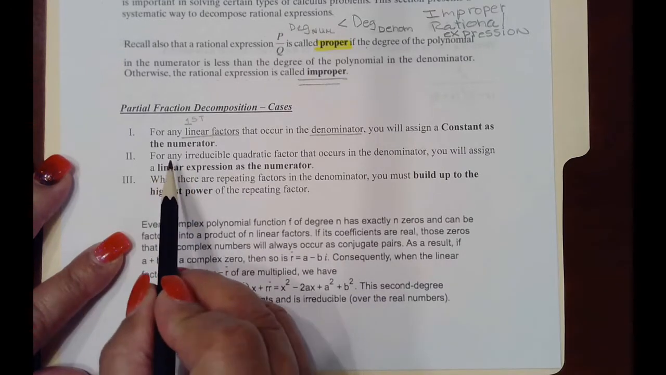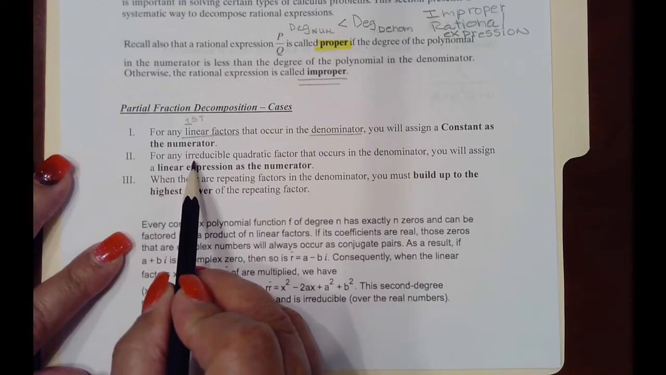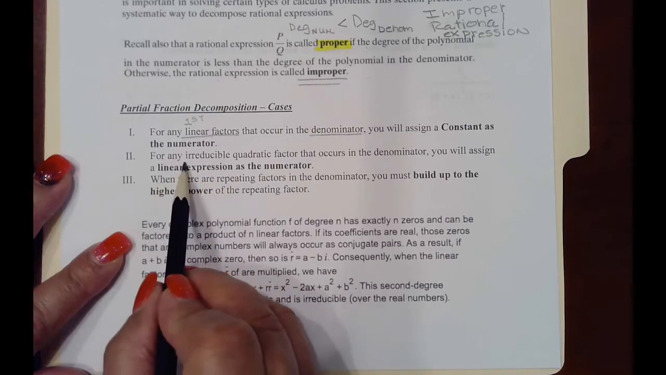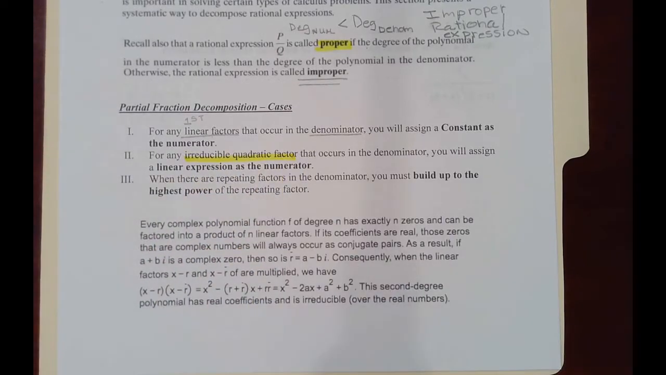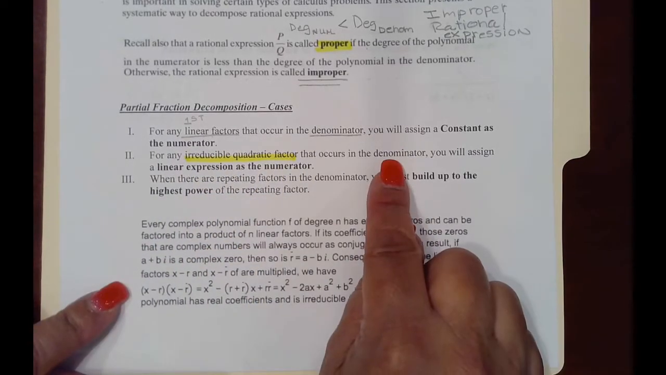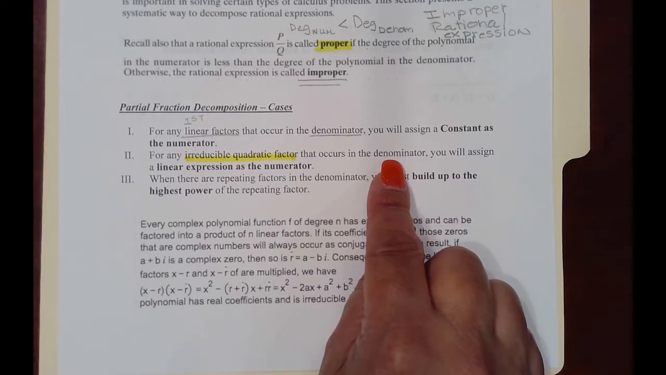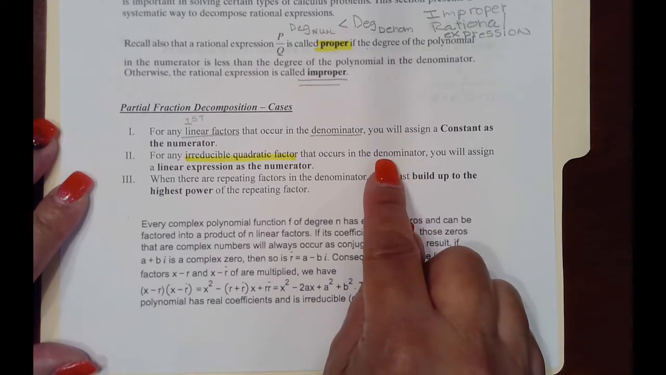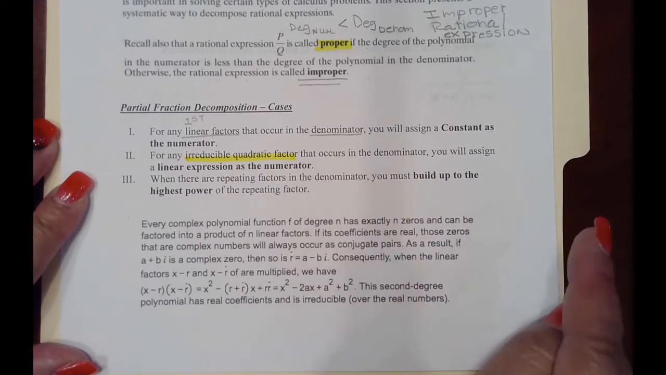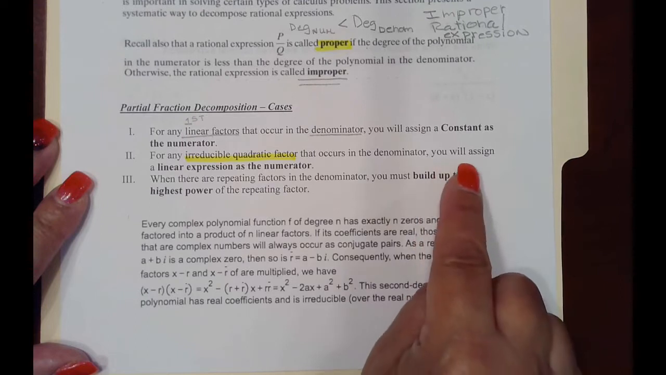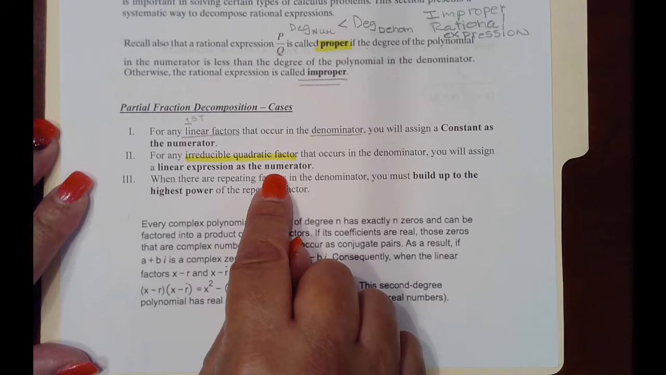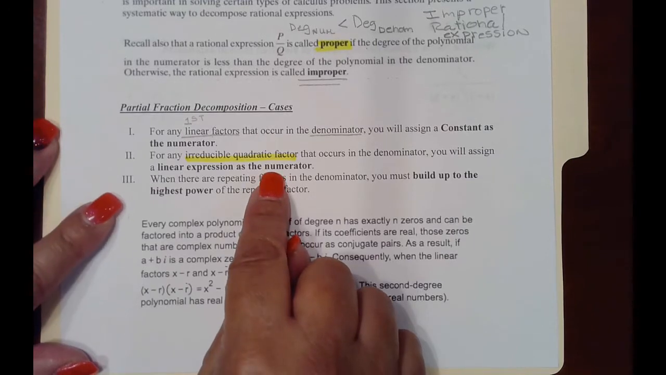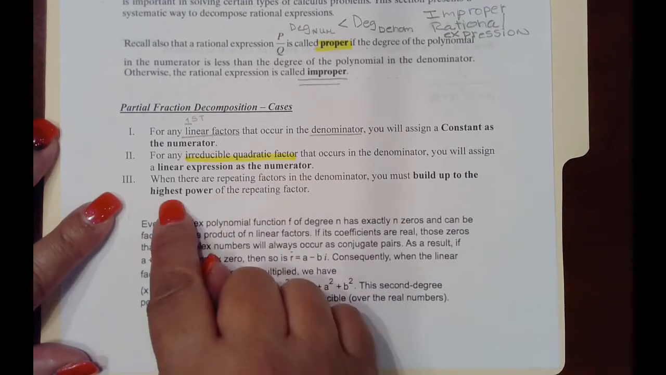For any irreducible, in other words, you can't factor it any further, that's where we get this word from. For any irreducible second degree factor that occurs in the denominator, so your first job is going to be to factor the denominator unless they've already given it to you in factored form. Those kinds of denominators, when you begin to break it up into partial fractions, are assigned a linear expression as the numerator. And again, I'll point that out when I get to a problem where I'm doing it.